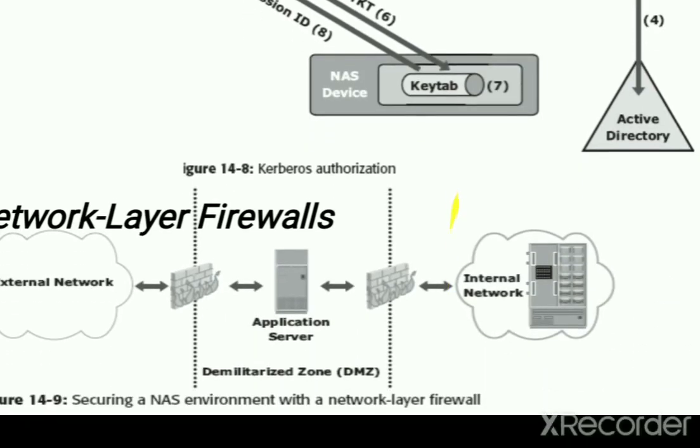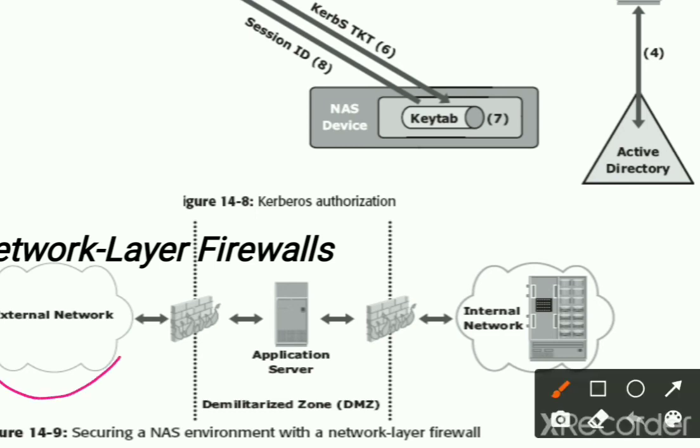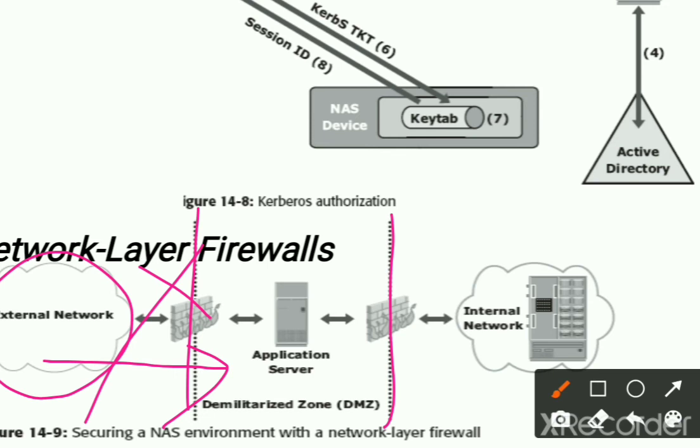The next one is the network layer firewalls. As everyone knows, the firewall blocks packets, and it blocks devices which are not being used whenever data transfer takes place. Here we have the external network through which the request comes to the organization, and there are firewalls. If there is anomalous activity, the firewall will not allow such packets to enter.